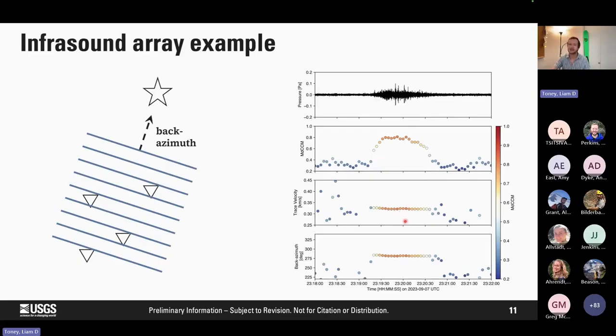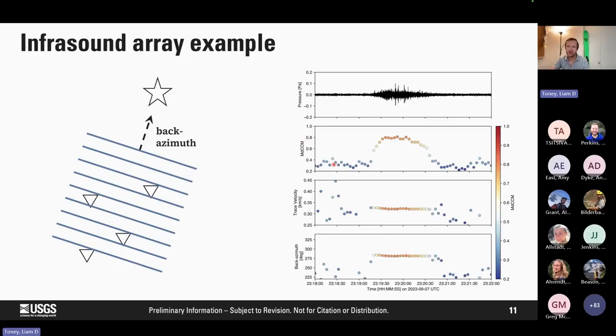And the way to think about that is if you had a source directly above the array, the sound waves from that source would hit each element of the array at exactly the same time, and this velocity would be infinite. So this velocity can be used to map to the incidence angle of the waves. And then the final panel here is what I discussed earlier. This is the direction that the sound came from.